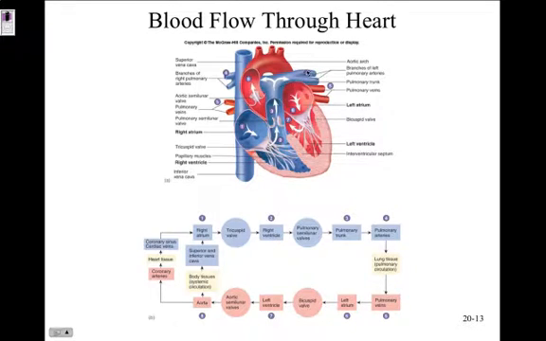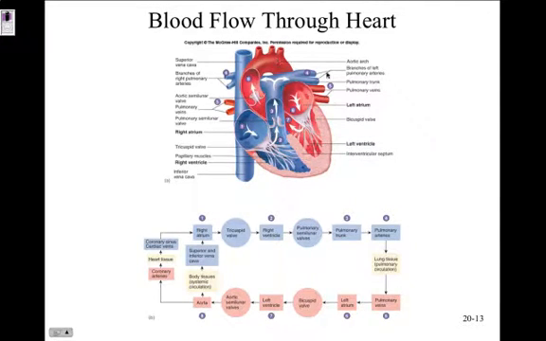When it comes back, it's going to come back through the pulmonary veins into the left atrium, goes through the bicuspid valve right here into the left ventricle, and then it's going to go up through here, the aortic semilunar valve, into the aorta and go to the rest of the body. This is a good picture.